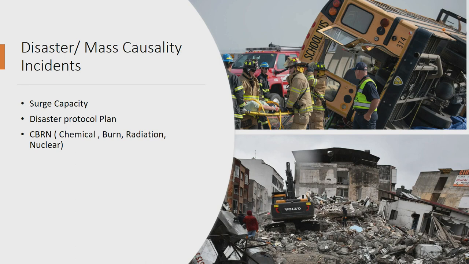We should have a disaster protocol in the plan, and as well as in rare incidents like CBRN emergencies, triaging should be there, like for chemical, burn, radiation and nuclear emergencies.